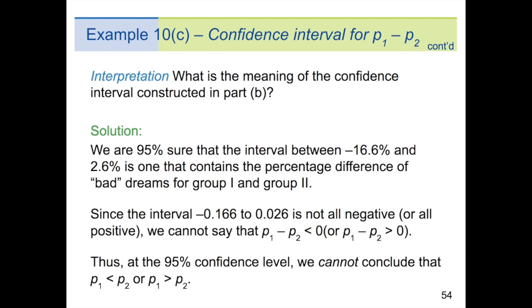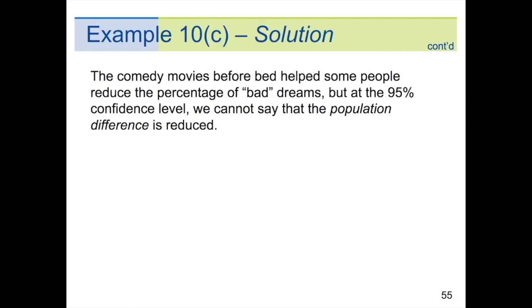Since the interval is not all negative or all positive, we cannot say that p sub 1 minus p sub 2 is less than 0, or that it's greater than 0. Thus, at the 95% confidence level, we cannot conclude that p sub 1 is less than p sub 2, or that p sub 1 is greater than p sub 2. The comedy movies before bed helped some people reduce the percentage of bad dreams, but at the 95% confidence level, we cannot say that the population difference is reduced. So because we had some in the negative and some in the positive, we're not completely sure.